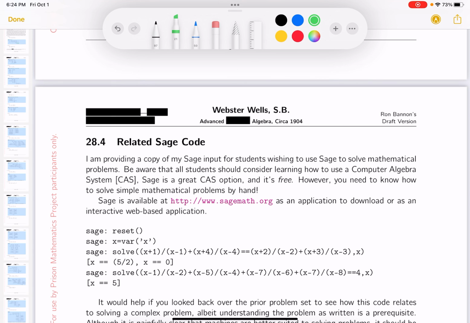Then you get to this stuff about SAGE. So what's SAGE? SAGE is a computer algebra system. Yes, we've mentioned this many times. It's free. What do you mean by that? You can download it. You go to this website over here. You can download it, or you can use the interactive web-based application. What's our recommendation? You type stuff in. You type all this stuff in and see what it gives you back.